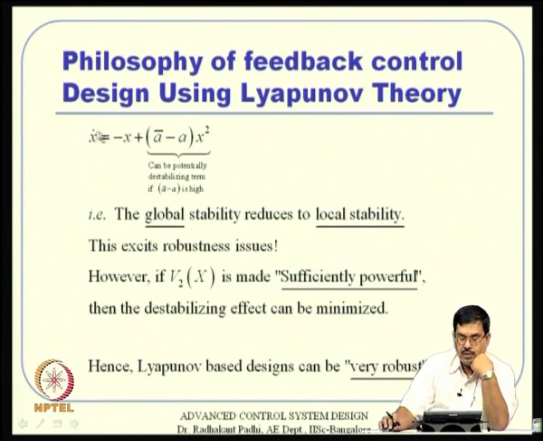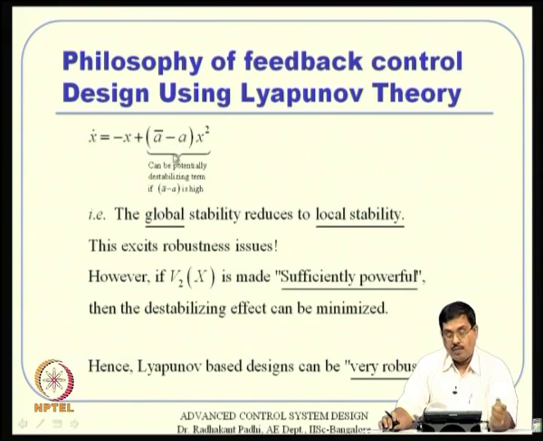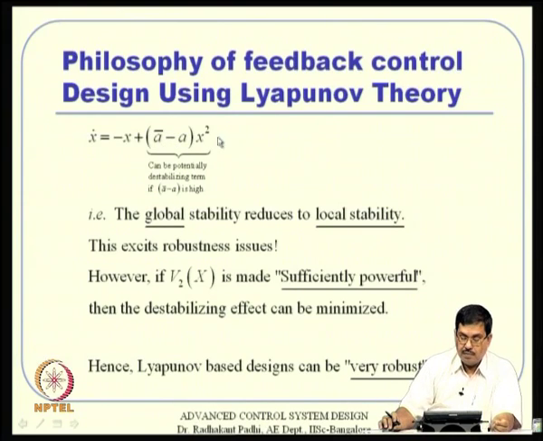This is no more x dot equal to minus x; it will be x dot equal to minus x plus an additional term with x square. And plus x square is certainly a destabilizing term, depending on how powerful this a bar minus a is. That means how much inaccuracy is there.